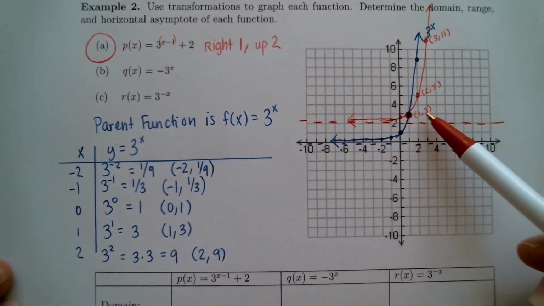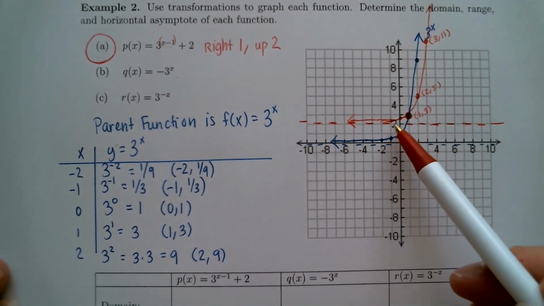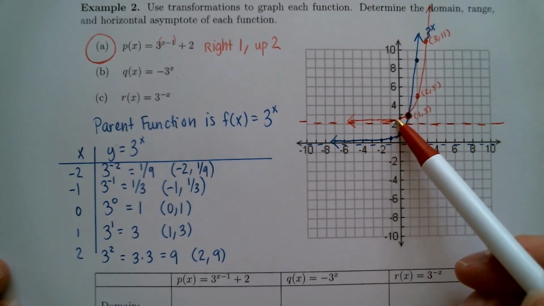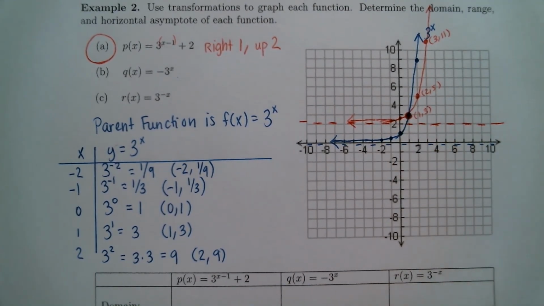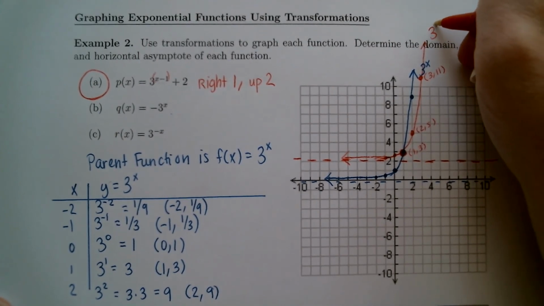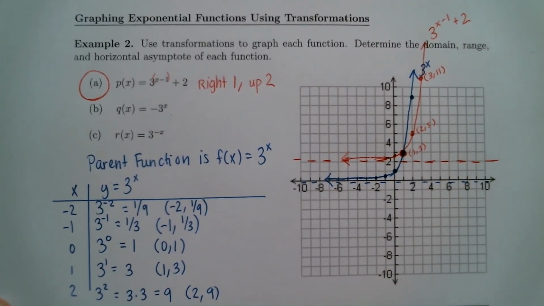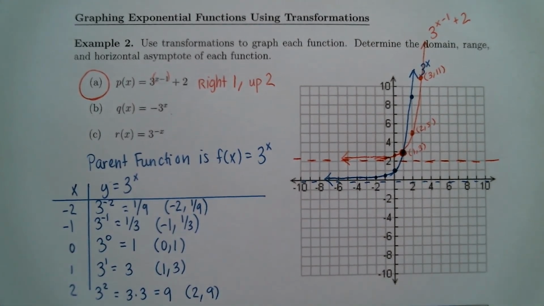These are 3 specific points the red graph goes through: 1, 3, 2, 5, 3, 11. You don't have to worry about writing down specifically what these two are; you're just kind of eyeballing them when you move them. So that is what our red graph looks like. This is 3 to the x minus 1 plus 2. Every point went right 1, up 2, and the asymptote moved with it.